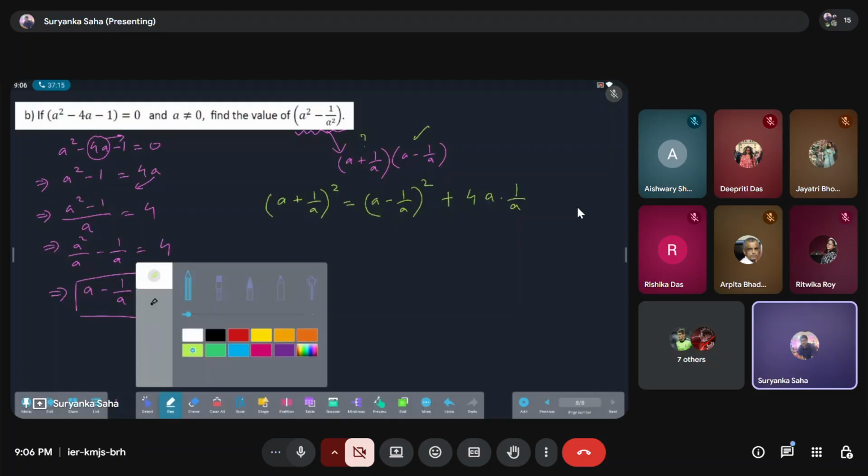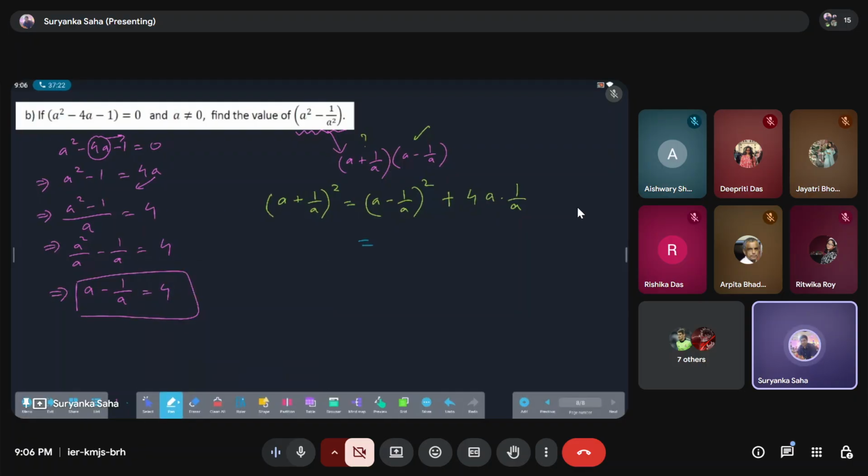Okay, so this will give you, let me write, (a minus 1 by a) whole square is 4 whole square, plus this cancels out, plus 4, so it is 16 plus 4, so it is 20. So (a plus 1 by a) whole square is 20. Therefore a plus 1 by a will be equal to plus minus root over 20.